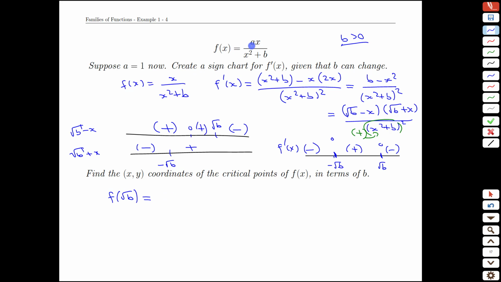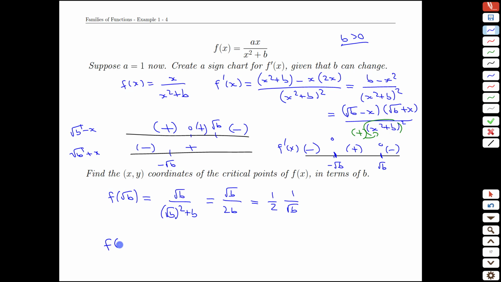Again, we're using a equals 1, so we'll just have root b on top over root b squared plus b, and that is much better known as root b over root b squared, which is b itself, plus b. That's over 2b. That's a perfectly valid way to write it. Some people might like writing it as 1/2 times 1 over root b.